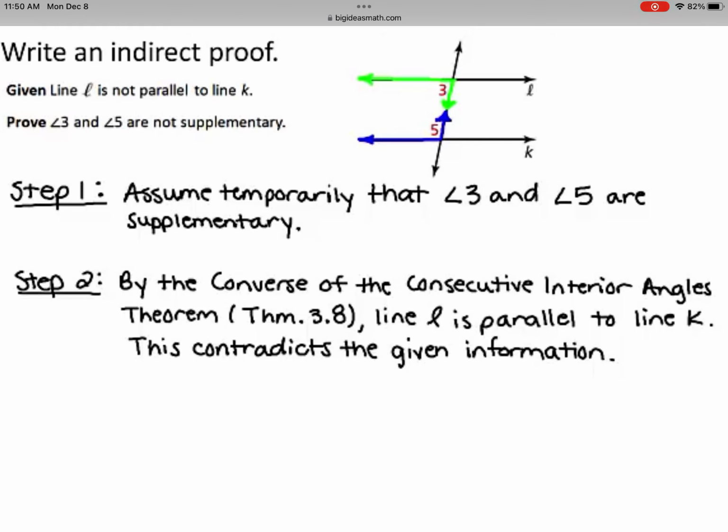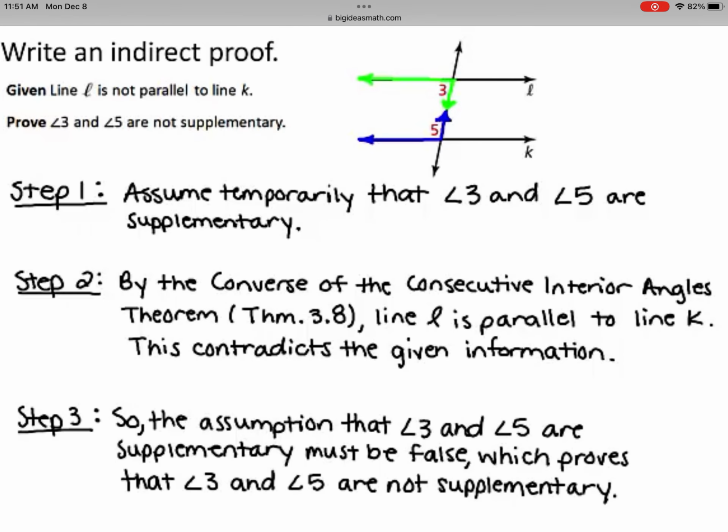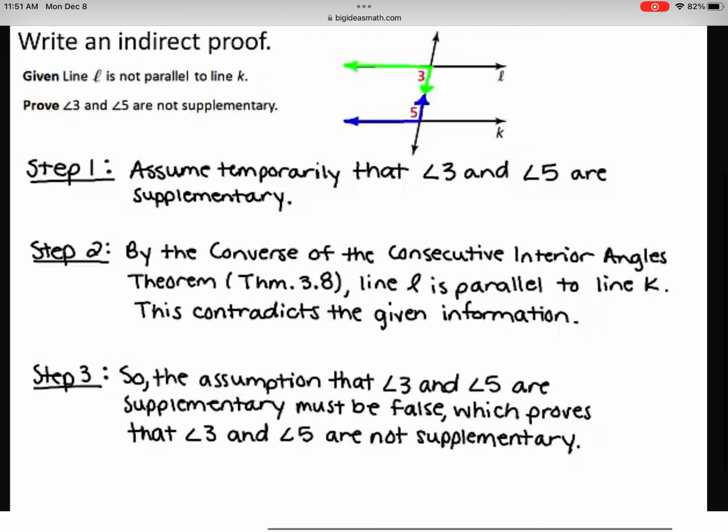Now that you've reached a contradiction, the third step is to point out that the desired conclusion must be true because the contradiction proves the temporary assumption false. So you can conclude the indirect proof with the statement, the assumption that angle 3 and angle 5 are supplementary must be false, which proves that angle 3 and angle 5 are not supplementary.